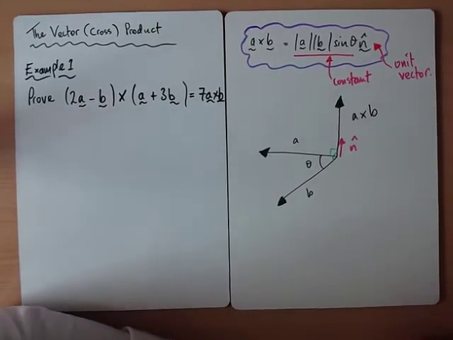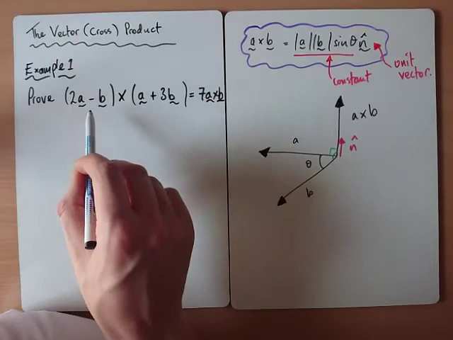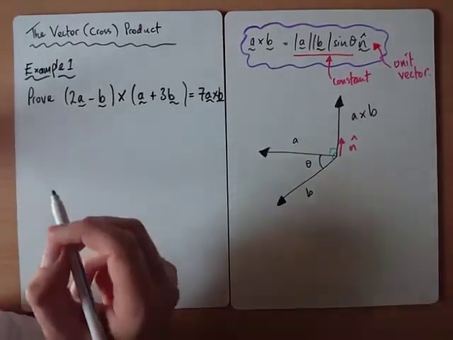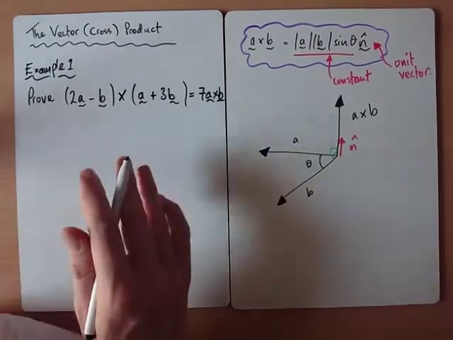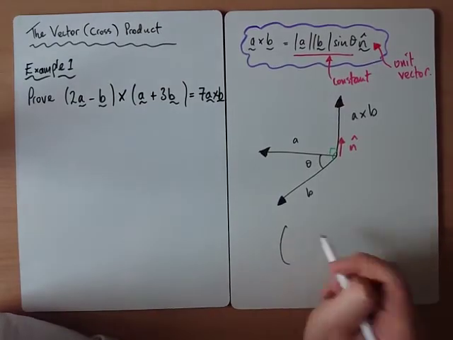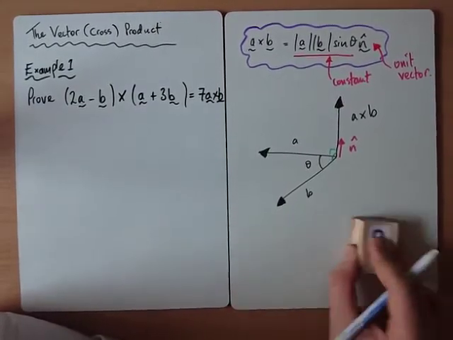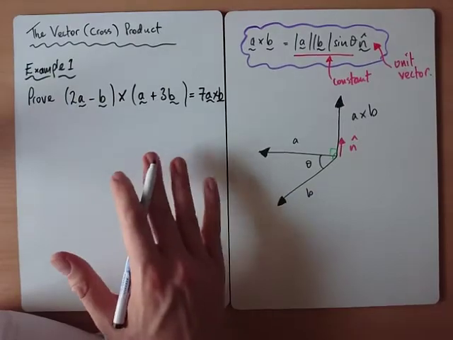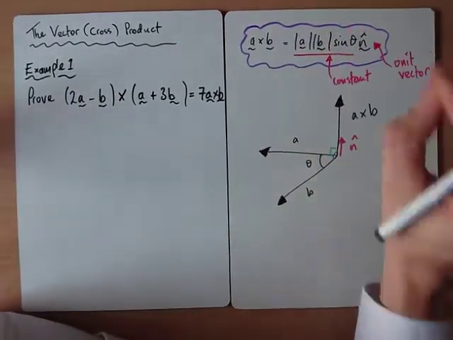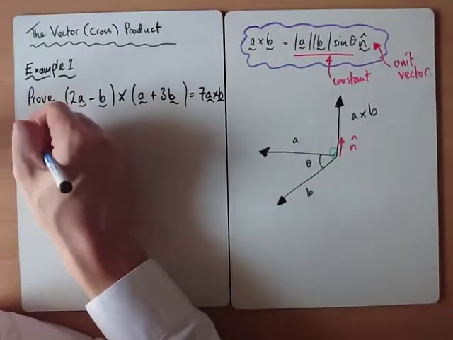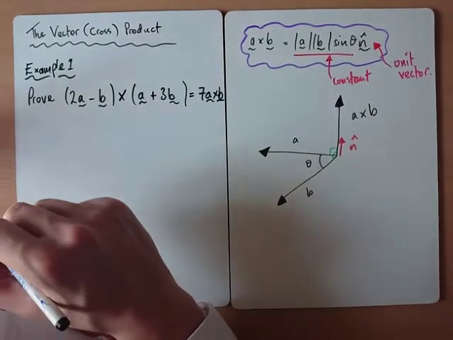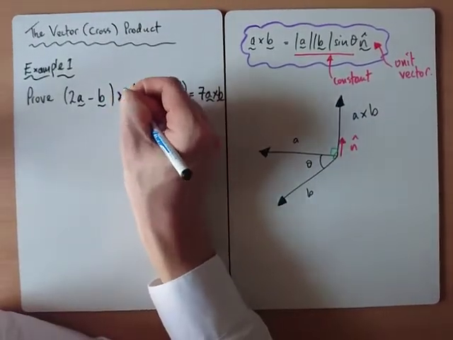Okay, so example 1, we've got prove 2a minus b cross a plus 3b is equal to 7a cross b. And obviously if you do get a question like this, we could write it out as column vectors and use loads of different letters to represent a, but you don't want to do that. This is just testing our initial understanding of the properties of cross product before we go into the formula. So we can literally expand it out, it works just as you would think, just as we were multiplying two brackets together.